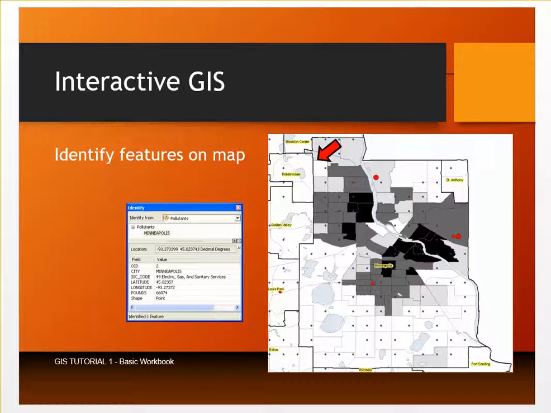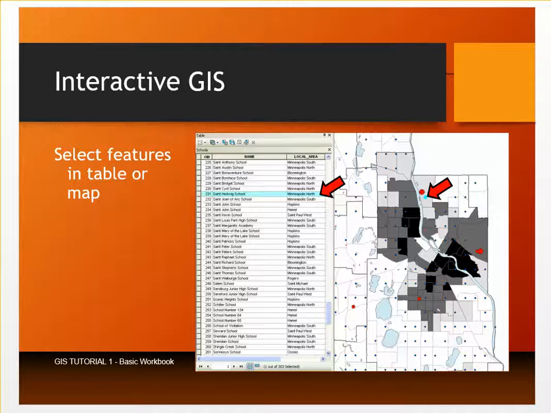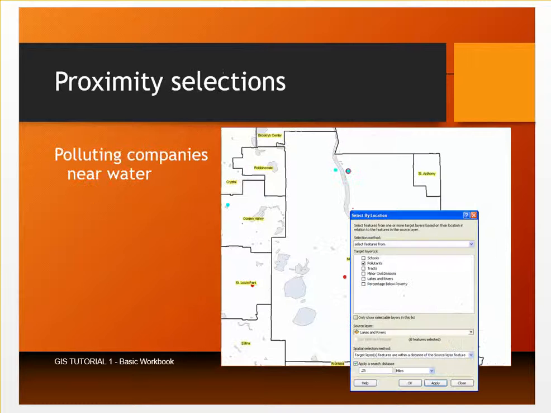So it has an interactive capability too, whereas if you print out a map, you lose that. But by having it electronically, you can use those interactive features. If you select a feature on the map, that corresponding feature will highlight in the attribute table, and vice versa. If you highlight something in the attribute table, the same feature will be selected on the map. So you can see that correlation between the tabular data and the spatial data.